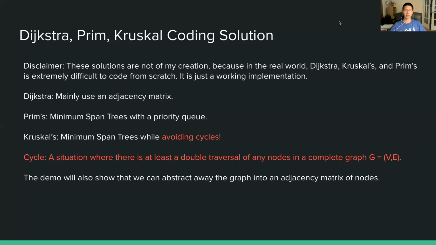So yeah, here's the coding solution. These solutions are not exactly of my creation, because in the real world, Dijkstra, Kruskal's, and Prim's are extremely difficult to code from scratch. It's just a working implementation. For Dijkstra, I basically use an adjacency matrix. For Prim's, I use the min spanning tree with a priority queue. And for Kruskal's, I use the min spanning tree with avoiding cycles. And the definition of a cycle is a situation where there's at least a double traversal of any nodes in a complete graph G with V vertices, E edges. And of course, the coding demo also shows you an abstract way to make the adjacency matrix of nodes.